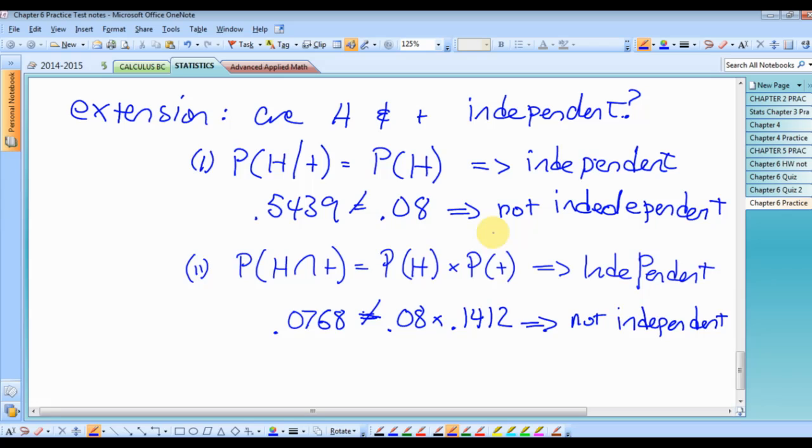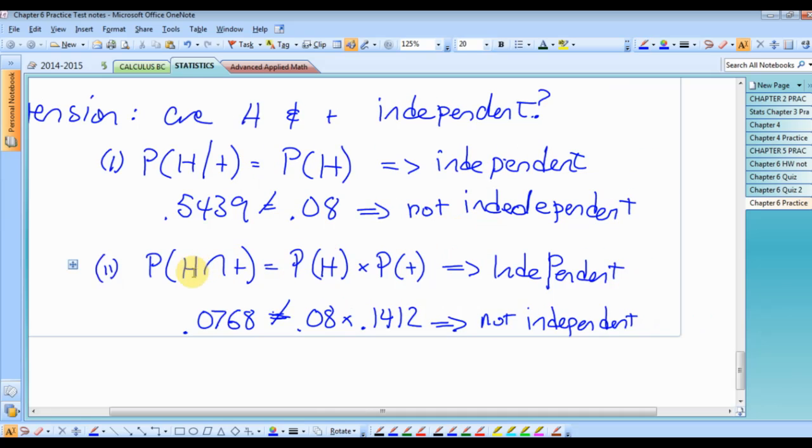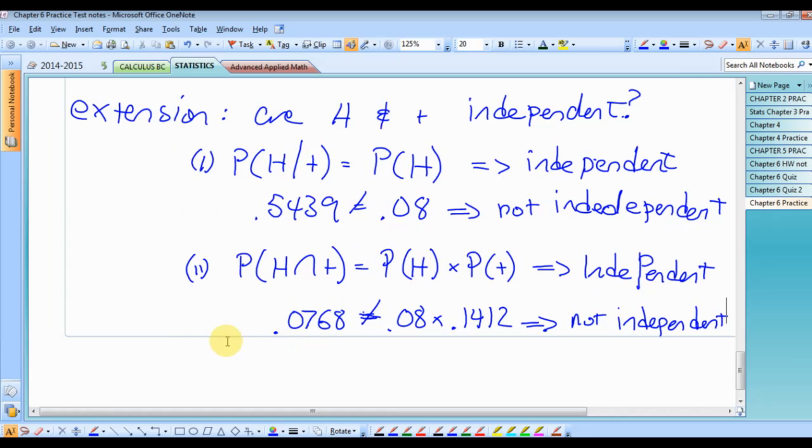Can you explain again the second way of telling us? Sure. The probability of the intersection, if it's equal to the probabilities multiplied, then you get independence. We already computed the intersection to be 0.0768. We know that the probability of heart disease is 0.08. We know the probability of positive is 0.1412. These two definitely are not going to multiply to make that. Okay, thank you. And I think we're going to have to stop here then.